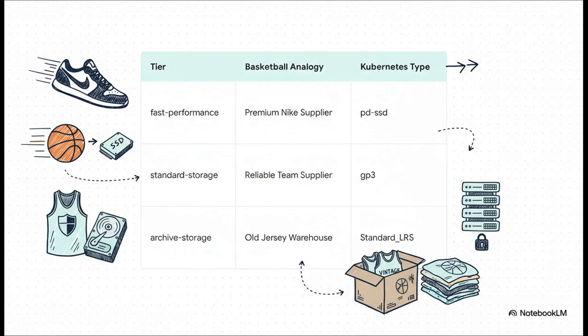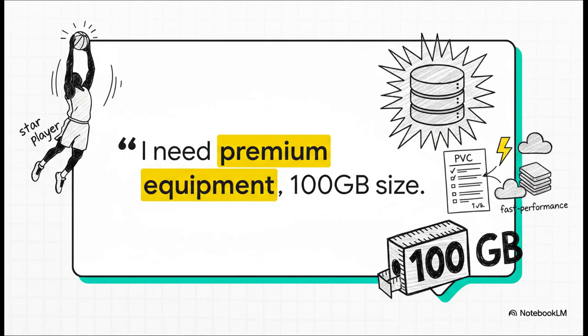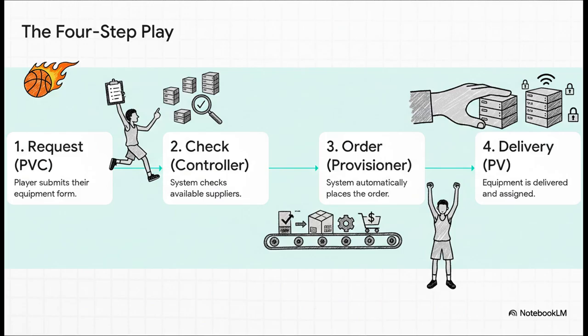Okay, so now imagine your star player walks in. This is your mission-critical database, right? They just submit their request form, that PVC, and they ask for the fast-performance supplier and, let's say, 100 gigabytes of space. See? They don't need to know any of the nitty-gritty details. They just know they need the best. And this is where the magic happens. Behind the scenes, there's this four-step play that just runs automatically.